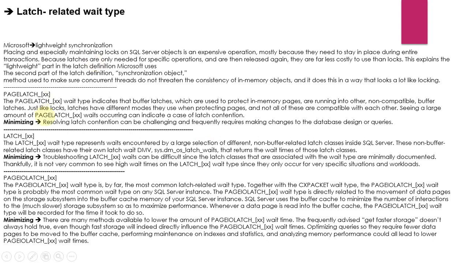Page IO latch wait type. This is the most common latch related wait type, together with the CXPACKET wait type. The PAGEIOLATCH wait type is probably the most common wait type on a SQL Server instance. It is directly related to movement of data pages from the storage subsystem into the buffer cache of memory of our SQL Server instance.